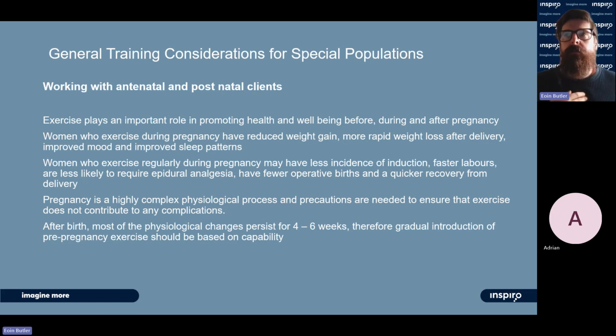Pregnancy is a highly complex physiological process, and precautions are needed to ensure that exercise does not contribute to any complications. So after birth, most of the physiological changes persist for 4 to 6 weeks. Therefore, gradual introduction of pre-pregnancy exercise should be based on capability.